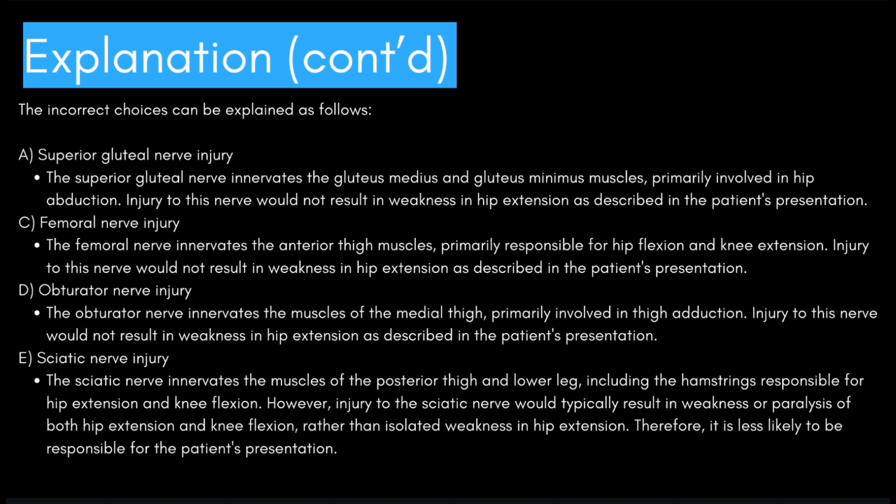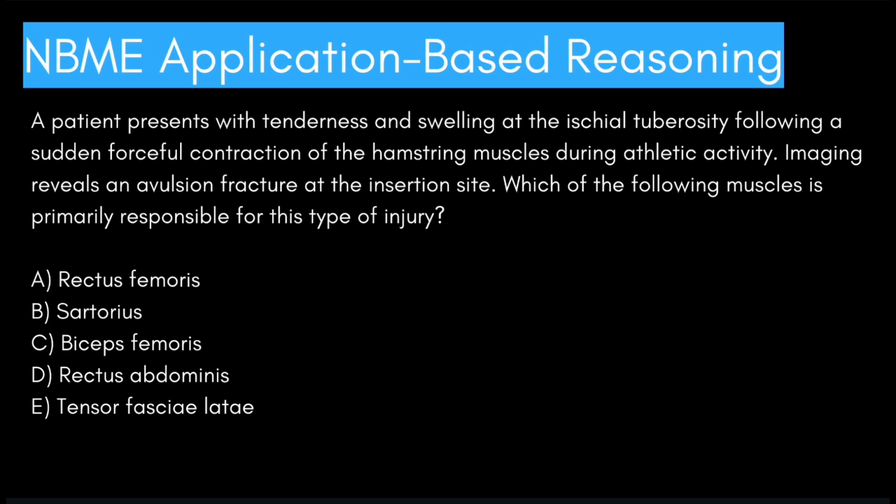Moving on to the next question. A patient presents with tenderness and swelling at the ischial tuberosity following a sudden forceful contraction of the hamstring muscles during athletic activity. Imaging reveals an avulsion fracture at the insertion site. Which of the following muscles is primarily responsible for this type of injury?